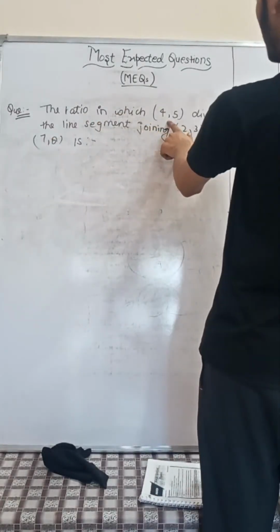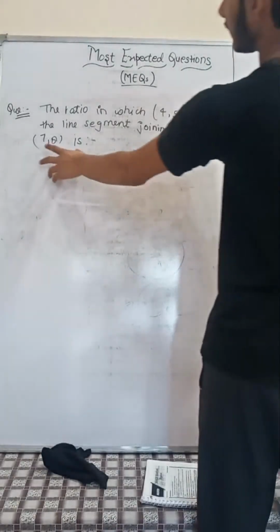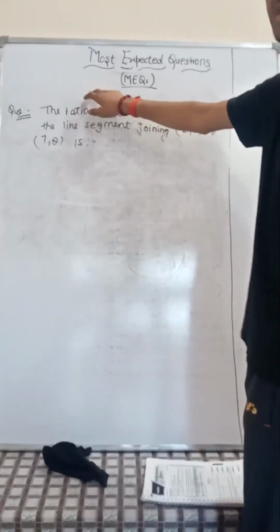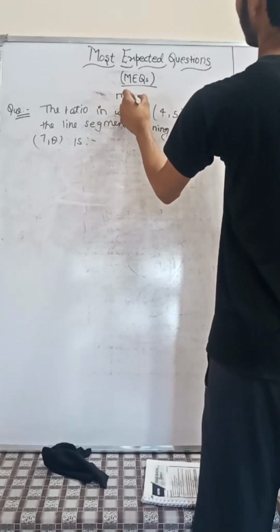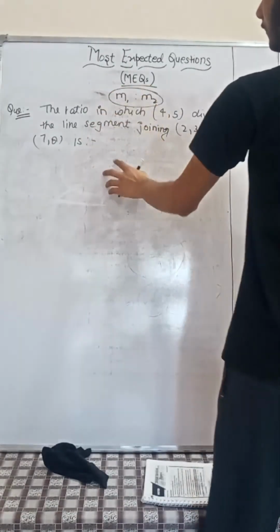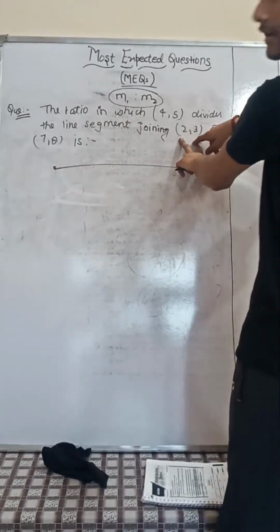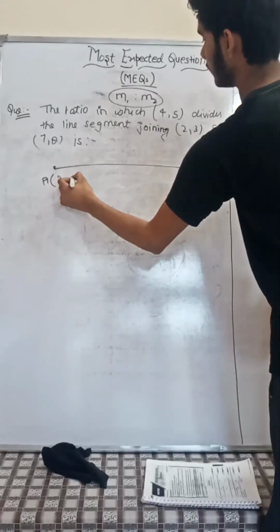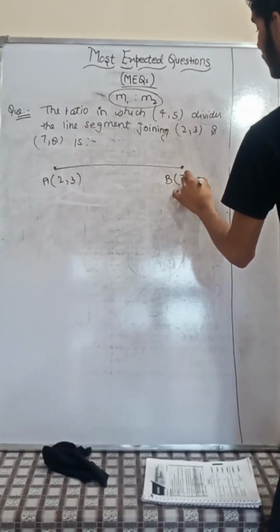Now the question is asking: the ratio in which (4, 5) divides the line segment joining (2, 3) and (7, 8). The question is asking for the ratio m1 : m2. Now let us draw a line. Let us name these points A and B. A is (2, 3) and B is (7, 8).